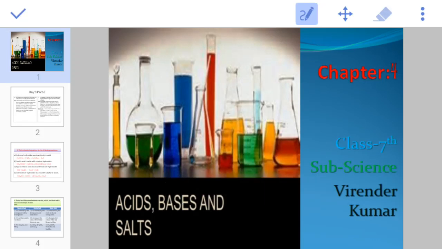Good morning everyone. We have our chapter number 4 and the chapter number 4 is acids, bases and salts. We have done A, B, C and D part. Now we are going to start E part of this chapter.